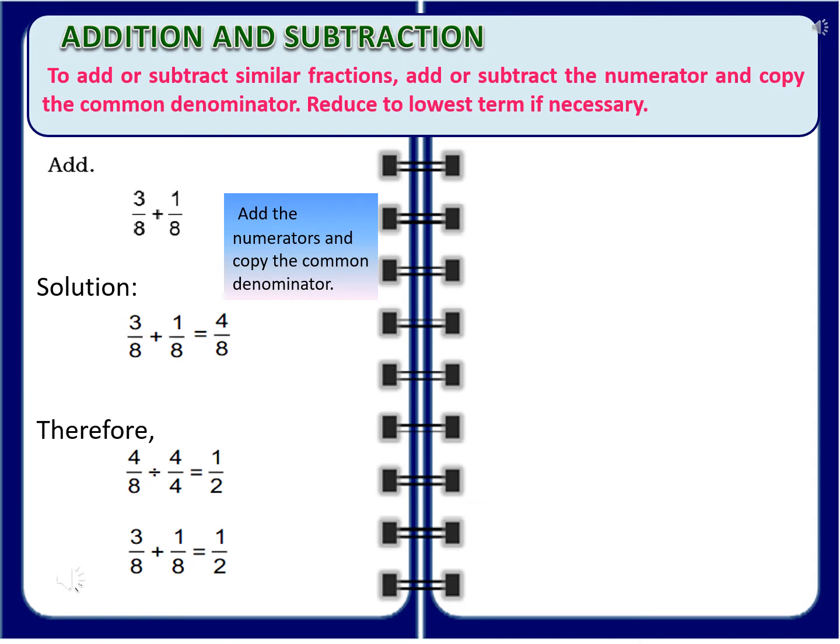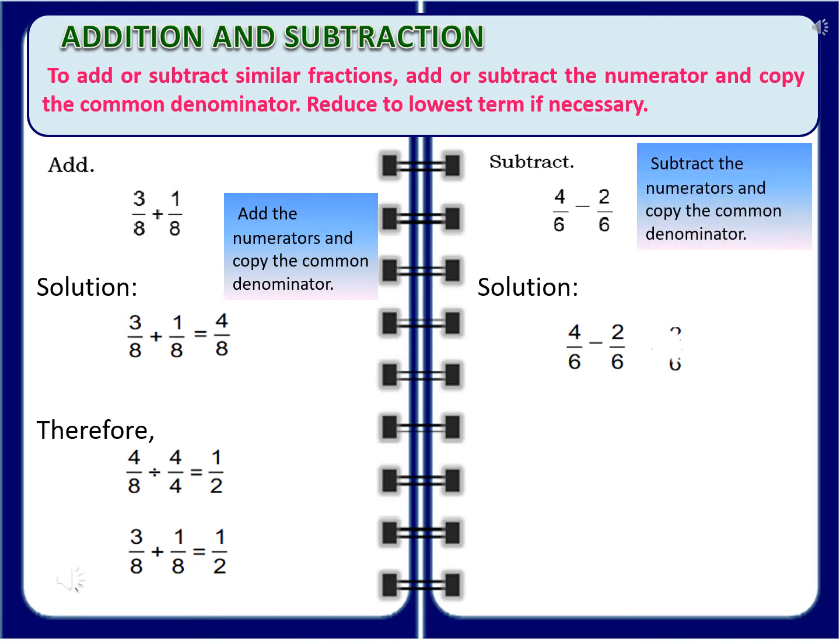For subtraction, given 4 over 6 minus 2 over 6, simply 4 minus 2 is equal to 2. Then copy the denominator, which is 6. So we have the answer of 2 over 6. Then 2 over 6 can be reduced to lowest term by dividing by 2: 2 divided by 2 is 1, and 6 divided by 2 is 3. Therefore, 4 over 6 minus 2 over 6 is equal to 1 over 3.